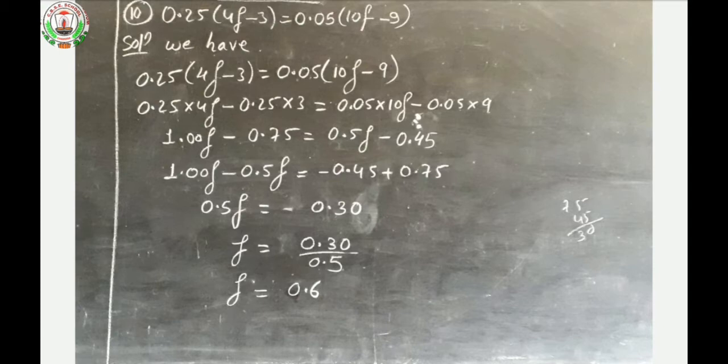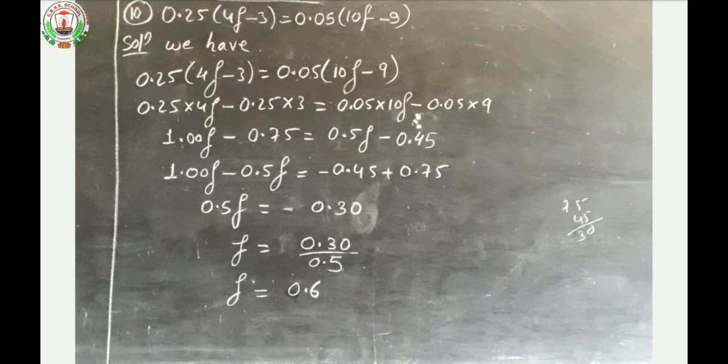So in this question 0.25 will be multiplied with 4f and 0.25 will be multiplied with minus 3. In the same way, on the right hand side 0.05 will be multiplied with 10f as well as 0.05 will be multiplied with minus 9. Since we are opening the bracket, isn't it? Whatever number is outside the bracket will get multiplied with the numbers inside the bracket.